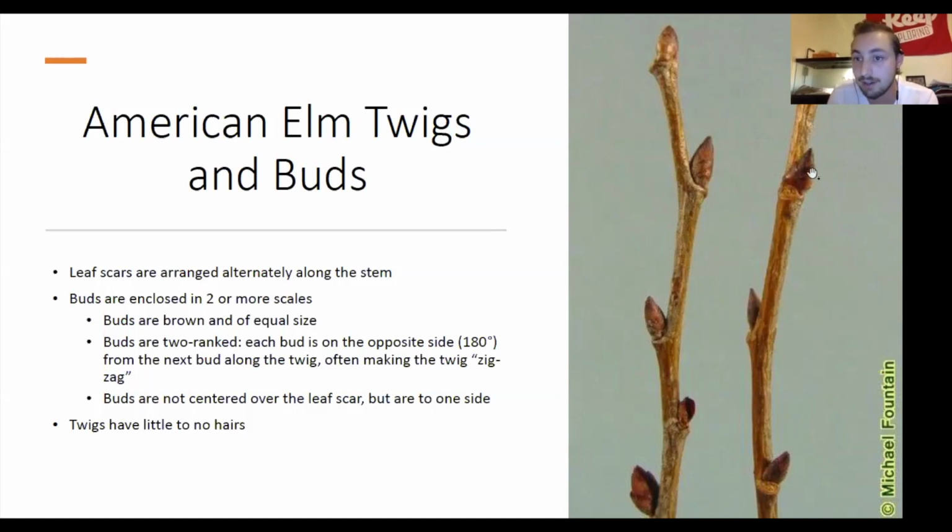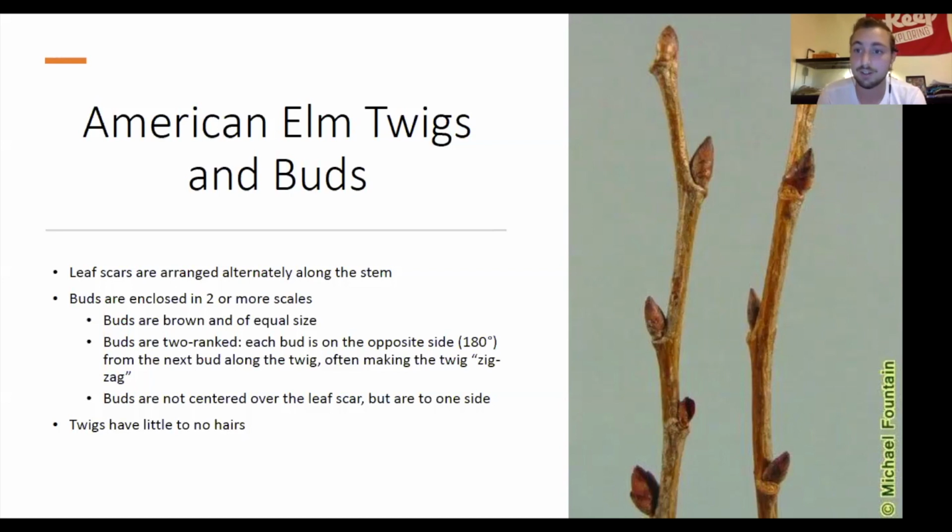You can kind of make out the scales here, the little lines that you see here. So scales are adapted leaf features that protect the bud. They are brown, equal-sized. They're two-ranked, which means that the buds are 180 degrees from each other along the stem. And you'll notice that as you look at our twig here, it creates this zigzag pattern because of this feature, that the buds are always 180 degrees from the other bud.